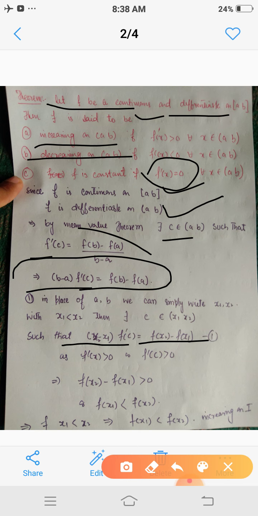Now proving the first statement, that f is increasing on (a, b) if f dash of x is greater than 0. Since f dash of x is greater than 0 for all x belonging to (a, b), in particular f dash of c is greater than 0, because c belongs to the interval (x1, x2), which in particular belongs to (a, b). So when we substitute in first, f dash of c is greater than 0 and x2 is greater than x1, which implies that x2 minus x1 is positive. The product of two positives is positive, which implies that f of x2 minus f of x1 is greater than 0, or f of x1 is less than f of x2. This means that x1 less than x2 implies f of x1 less than f of x2. So by the definition of an increasing function, f is strictly increasing on this interval.